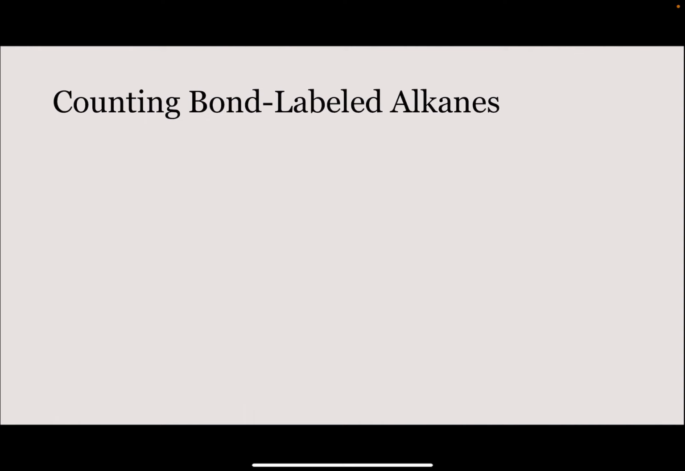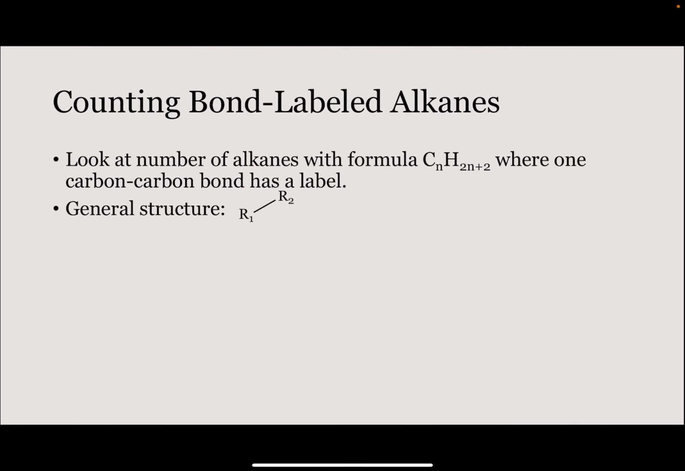Okay, so what this is going to do is something that looks like this. We're going to label ourselves a certain bond. So let's say we just add a little label. We're essentially finding the number of constitutional isomers that we have where one bond has a label. So again, this is going to take away a lot of symmetry. Same thing as we did in the secondary bromide example here.